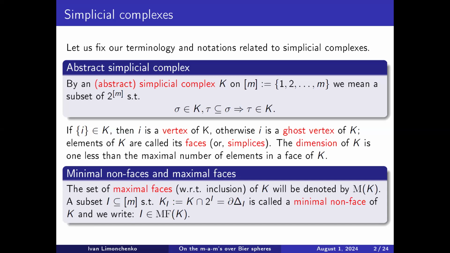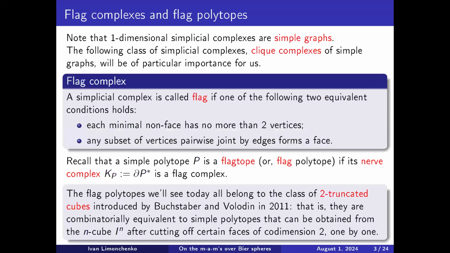Okay, so we have now reviewed what a vertex is, what a ghost vertex is, and the set of maximal simplices I denote by MF of K, and the set of minimal non-simplices I denote by MNF of K. That's just my notation, and it will be used in the subsequent parts of my talk.